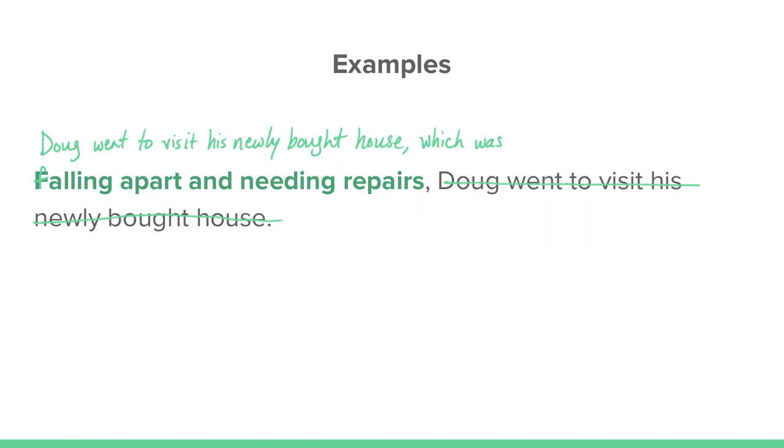So we've added a subordinative step. We've changed the modifier into a subordinative step. Now the which goes right to the house, and now it's clear what was falling apart and needing repairs. That's another way you can fix it. Change it from a modifier to a subordinative step, because then it's clearer. So you can adjust sentences that way too.